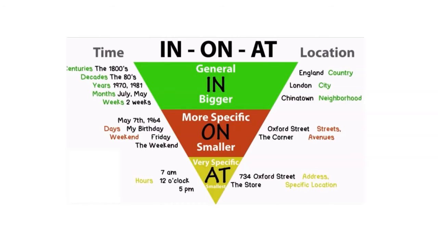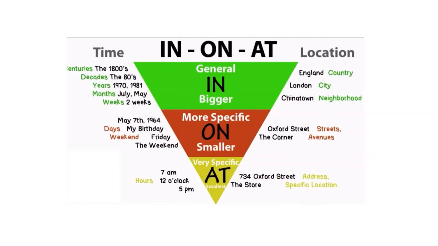So for general things, whether we refer to time or place, we use the preposition in. Let's take some examples. In the 80s, in 1970, in July, in May, in 2 weeks. Same thing for location. We have in England, in London, in Chinatown.